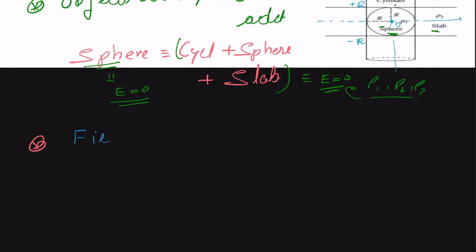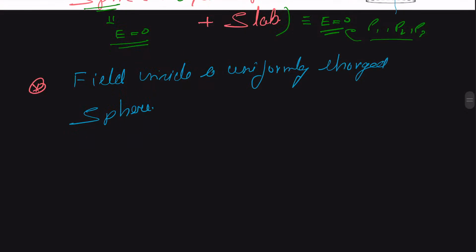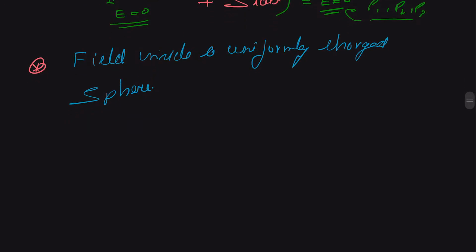So we are going to take the field inside a uniformly charged sphere, and for that we are going to consider a Gaussian surface.